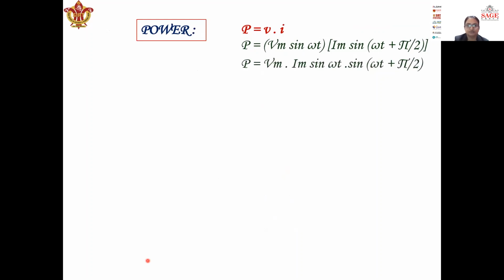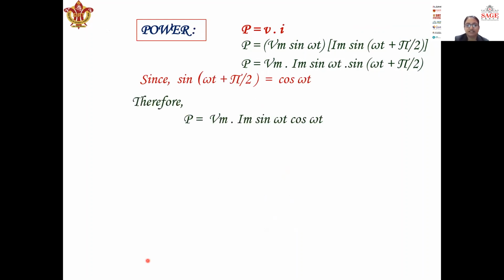Now let's discuss the power. As we already know, P is equal to V into I, where V is equal to Vm sin omega t, and I is equal to Im sin omega t plus pi by 2. We multiply these. As we know, sin omega t plus pi by 2 can be written as cos omega t. So P is equal to Vm Im sin omega t cos omega t. And we know that sin 2 theta is equal to 2 sin theta cos theta, where theta is equal to omega t here. So sin theta cos theta can be written as sin 2 theta by 2. So we have written it like this.